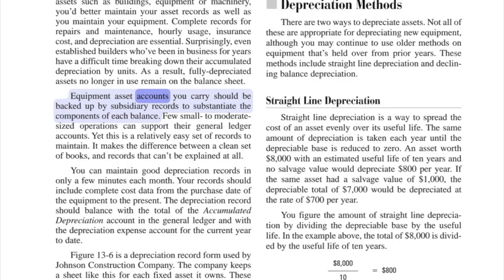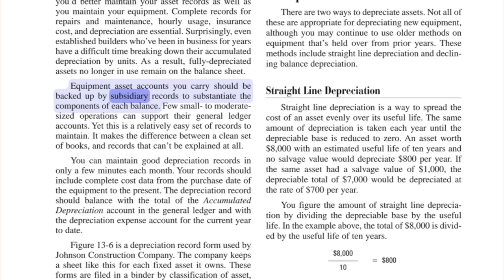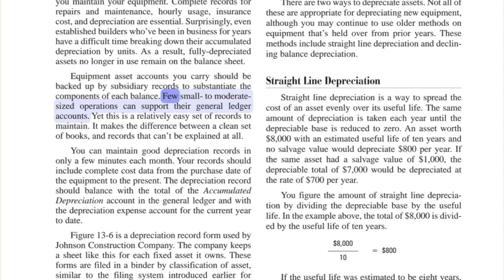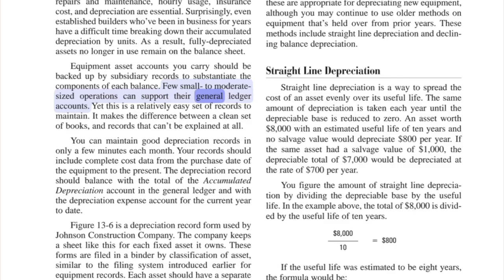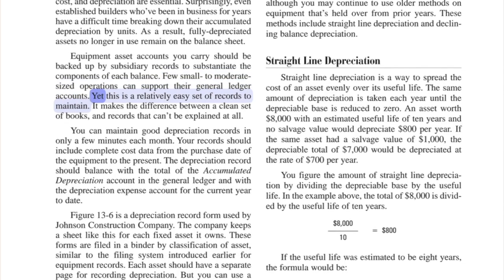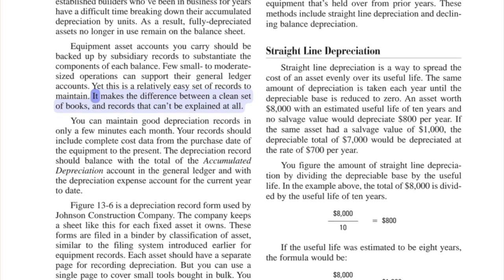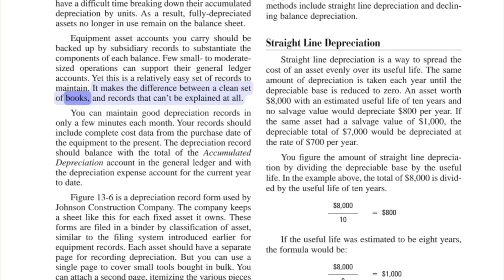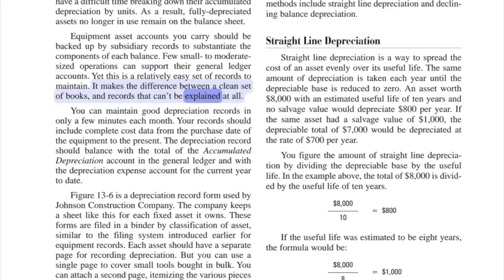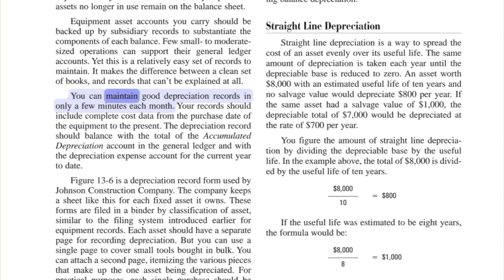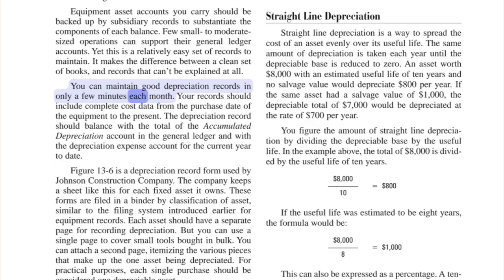Equipment asset accounts you carry should be backed up by subsidiary records to substantiate the components of each balance. Few small to moderate-sized operations can support their general ledger accounts. Yet this is a relatively easy set of records to maintain. It makes the difference between a clean set of books and records that can't be explained at all. You can maintain good depreciation records in only a few minutes each month.